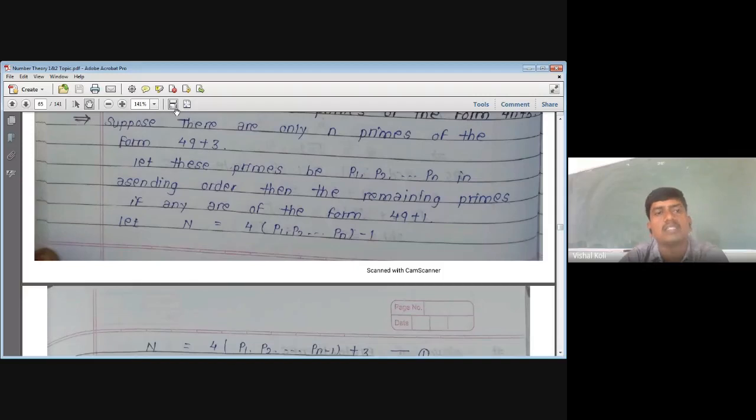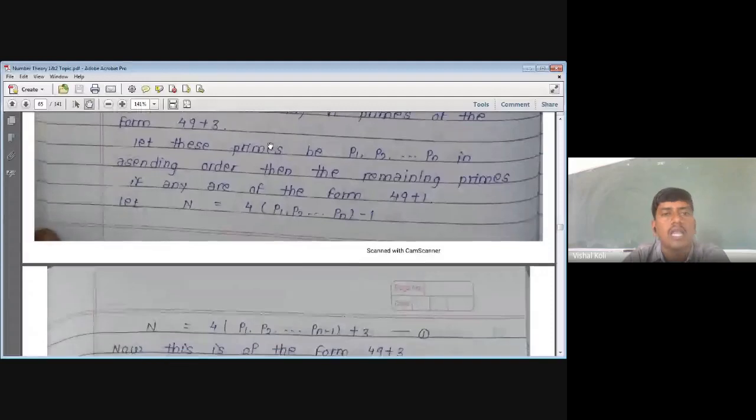For that, let us consider there are only a finite number of primes of the form 4q plus 3, which are nothing but p1, p2 and so on up to pn. That is, there are only n primes of the form 4q plus 3. Okay, now, p1, p2 up to pn are the only such primes in ascending order. Then the remaining primes, if any, are of the form 4q plus 1.